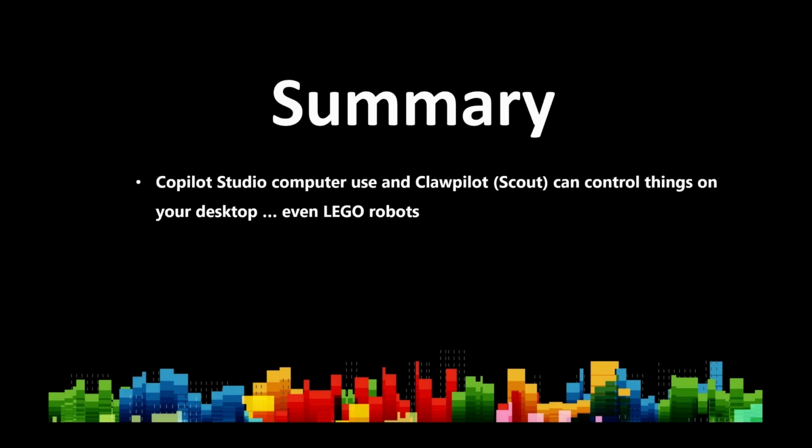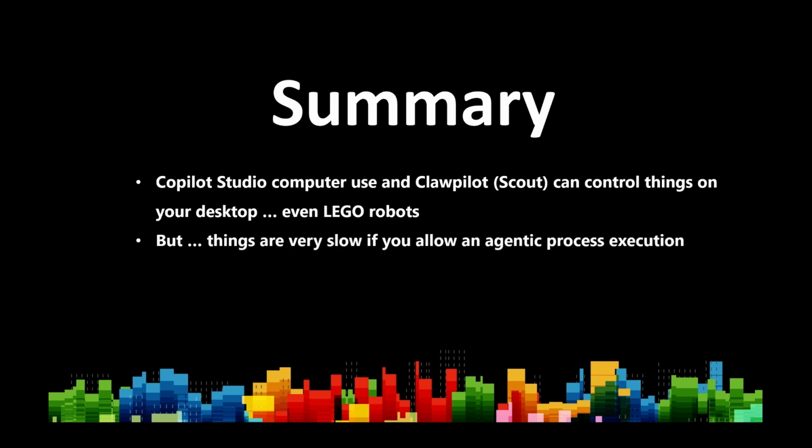So, what is the learning for me on this as a summary? So, Copilot Studio, computer use, and ClawPilot or Scout can control things on your desktop, even Lego robots, if you have a kind of user interface that allows you to control them. Now, things are very slow if you allow an agentic process execution. The meaning is if you say, hey, move the robot, check where it moved, adjust it, then make the next step, this kind of agentic, self-identified pathway is really a slow process and not very efficient, at least in my case.